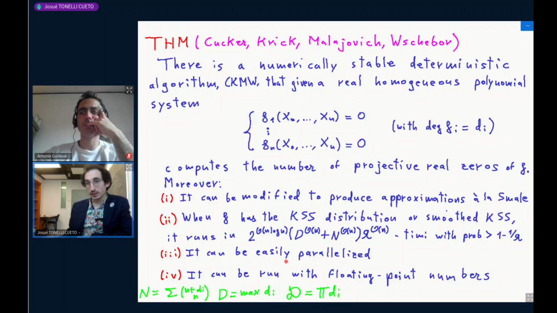Then it can be easily parallelized. One can actually pass from this exponential bound in n to a polynomial bound in n by parallelization, always at the cost of this number of parallel processors. And then it can be run with floating point numbers, which is probably the big advantage of this algorithm in itself.